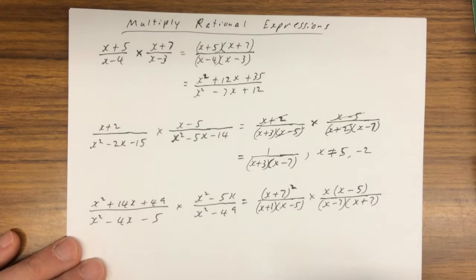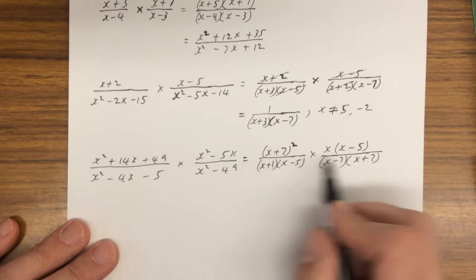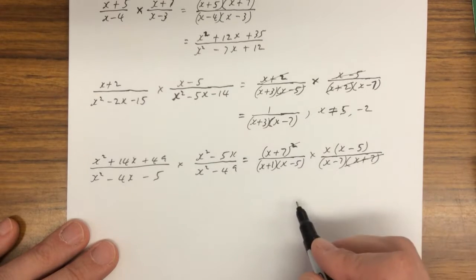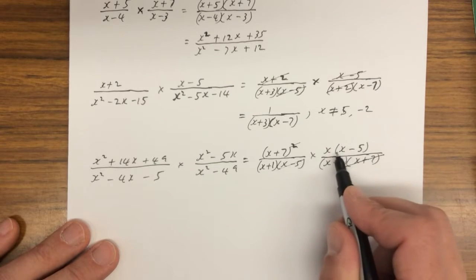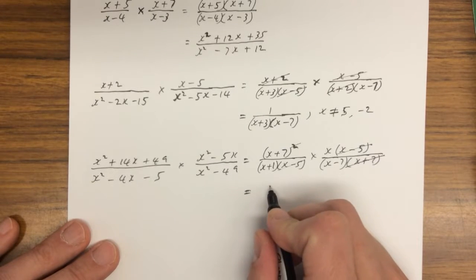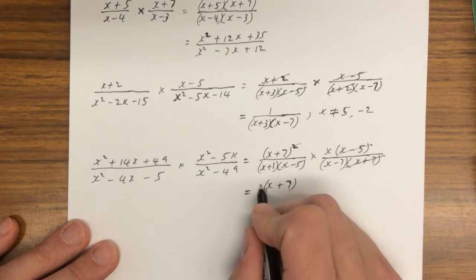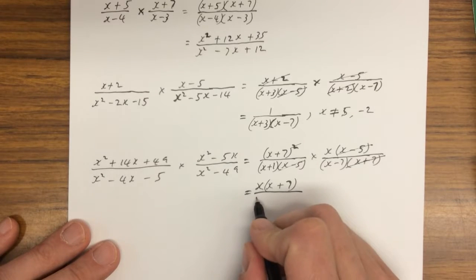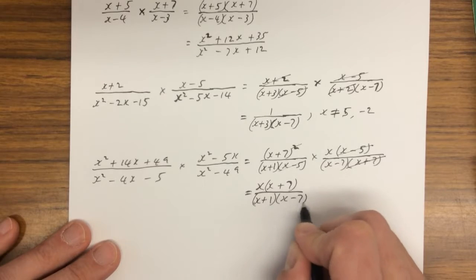And now we can do some canceling out. Okay, so plus 7 here, plus 7 there. Cancel that and that. x minus 5 here, x minus 5 here. Cancel that. And then we have left over x plus 7 times x, so I'm going to put that in the front, all over x plus 1 and x minus 7.